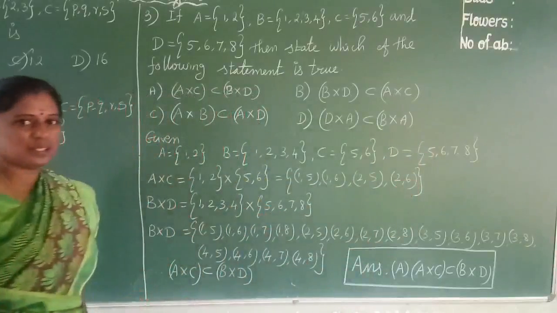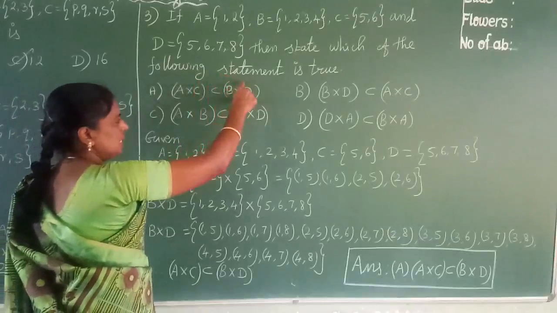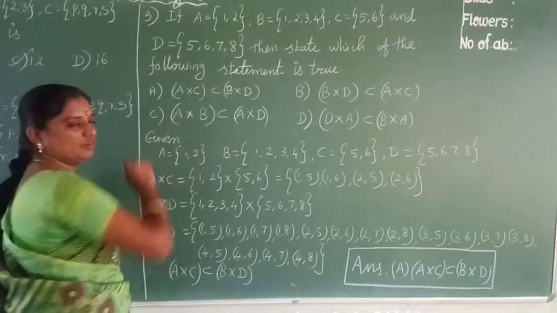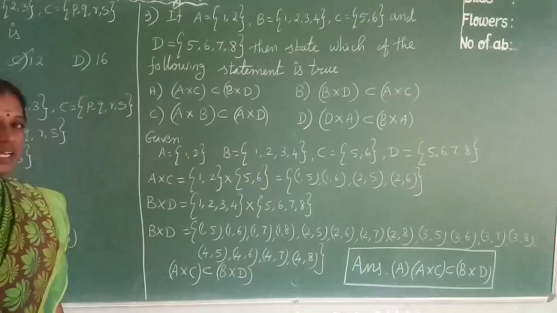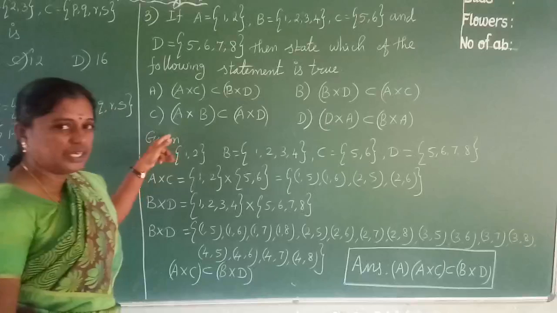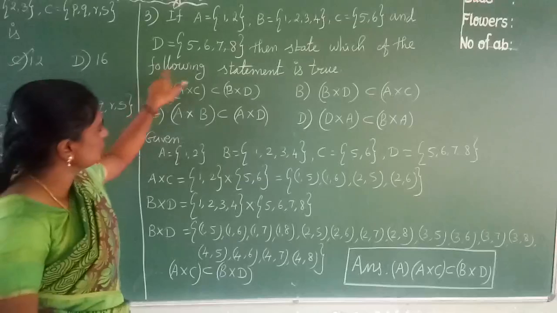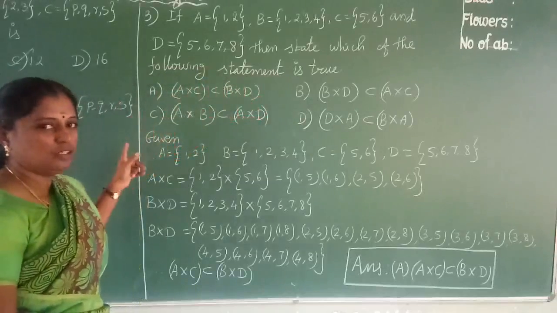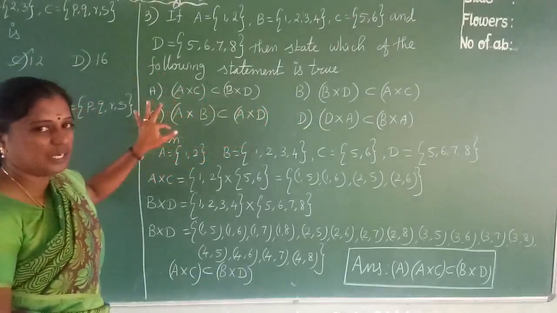So contain means subset, that is, all elements of A cross C belong to B cross D. That is the meaning of this contain. We already studied this in 9th syllabus itself. So now we check these four options. Which one is correct? If you select it, that statement is true. You want to check it, so you find the four options and select the one that is correct.